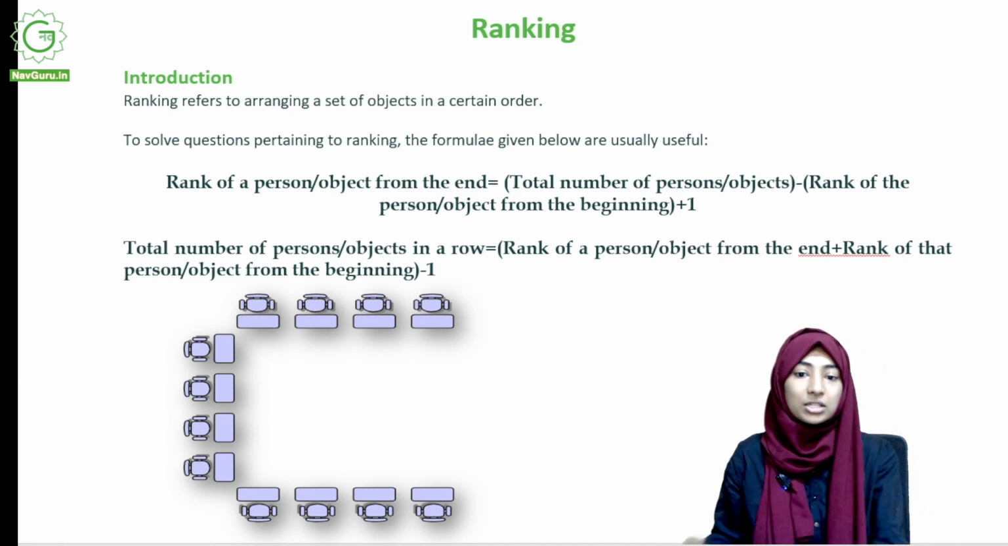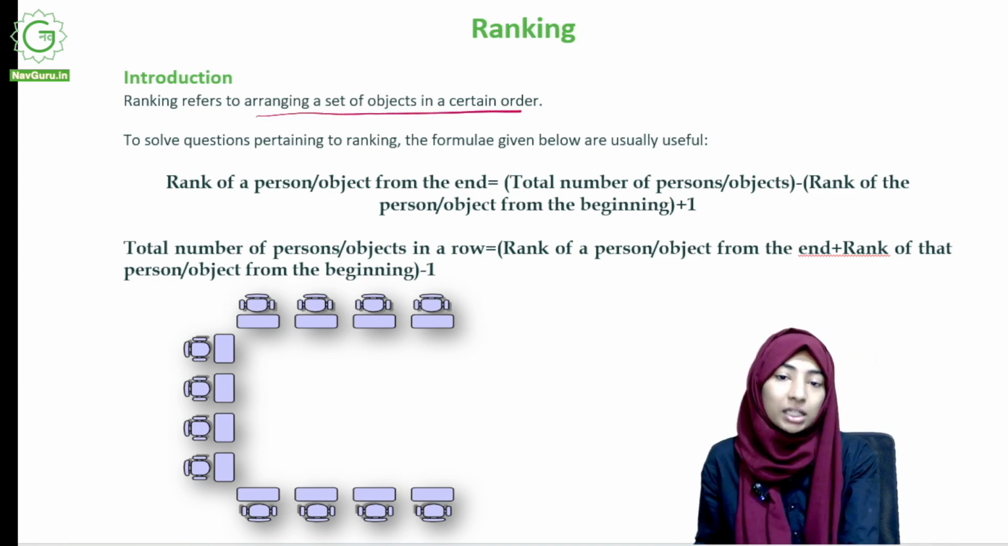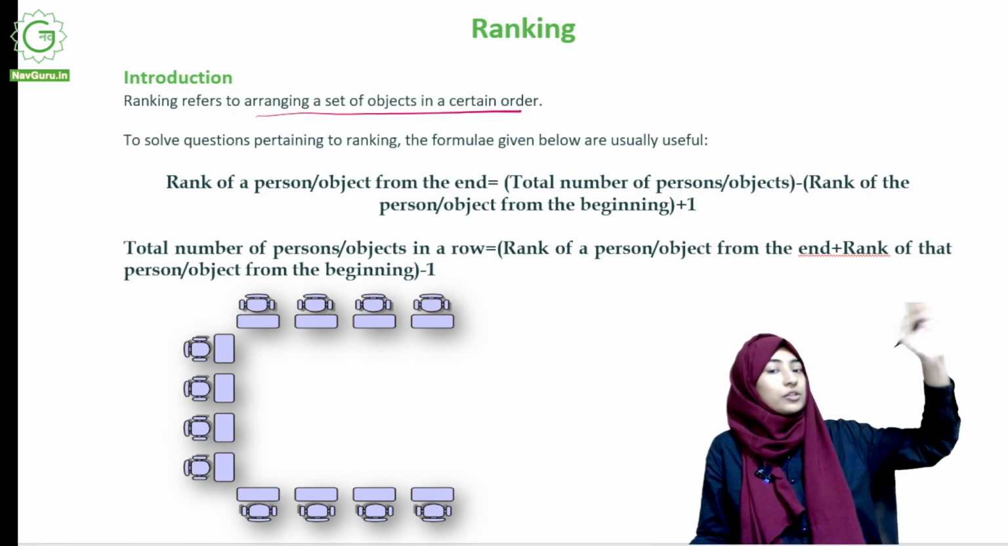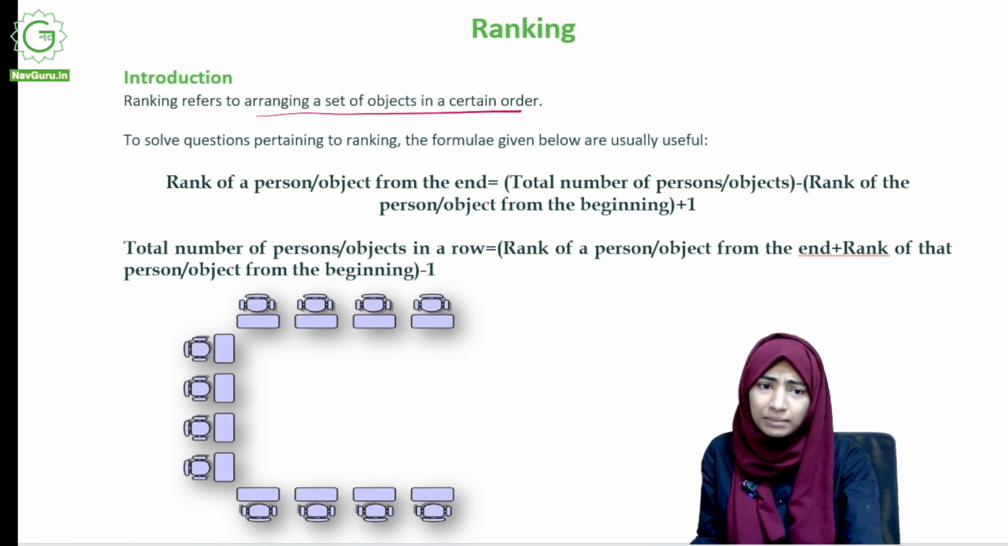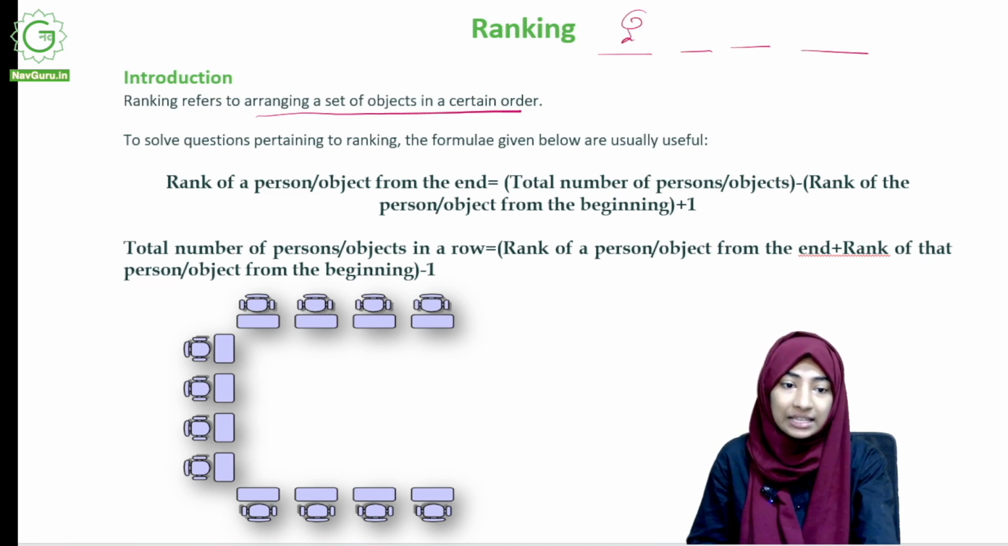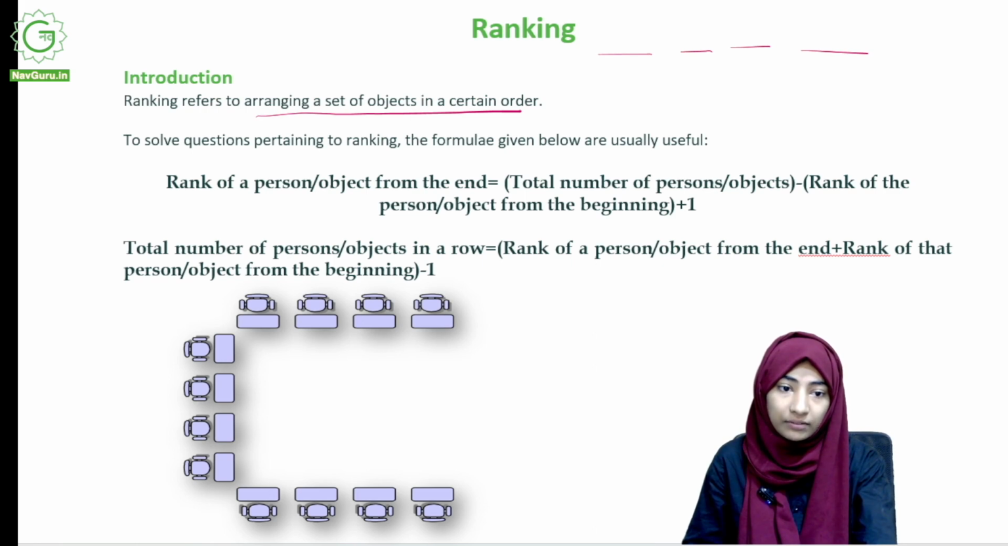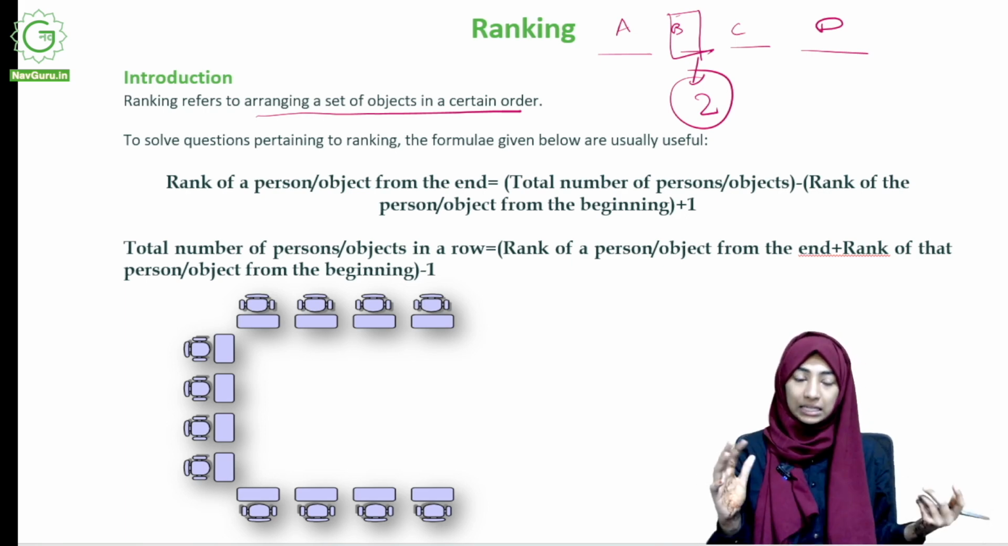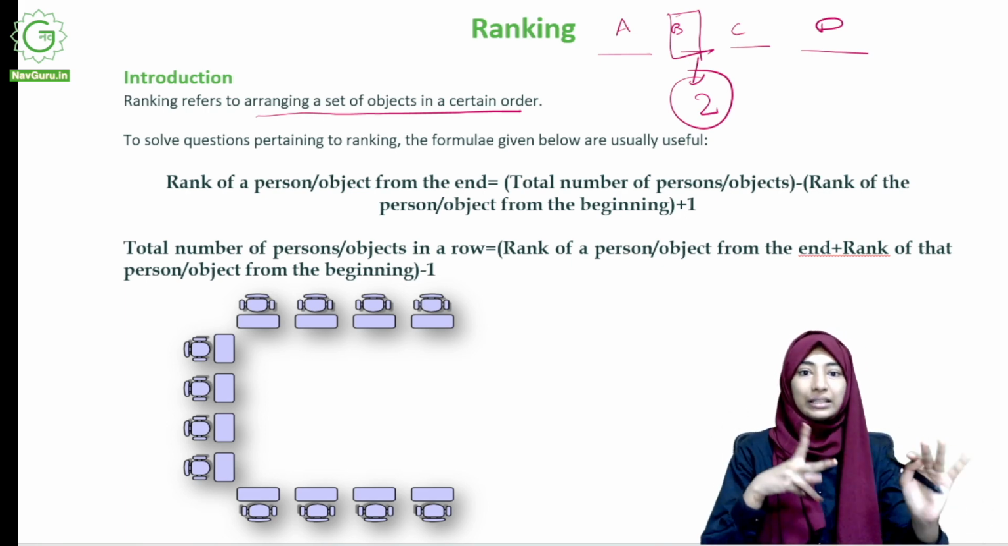So here what we are referring to is just arranging a set of objects in a certain order. That is what we mean by ranking, not giving it the first rank, second rank, and so on. For example, say you have 4 people, and let's give them names: A, B, C, D. I'm asked to find the position of B, and I say the position of B is 2. This is what we mean by ranking. Basically, you arrange things in a certain order and then you find out certain things from that.